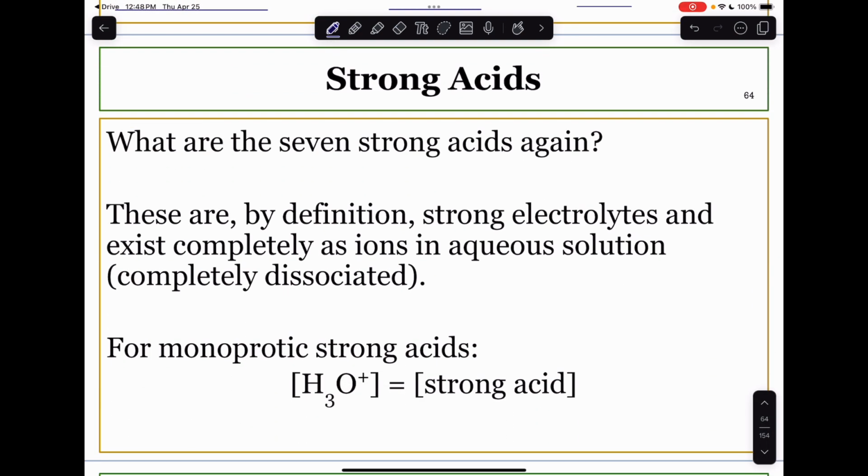So we have 7 strong acids on the back of our periodic table. And these are, by definition, strong electrolytes, which means they exist completely as ions. All of the reactants turn into products. They are completely dissociated. So any strong acid concentration is equal to the concentration of H3O plus.